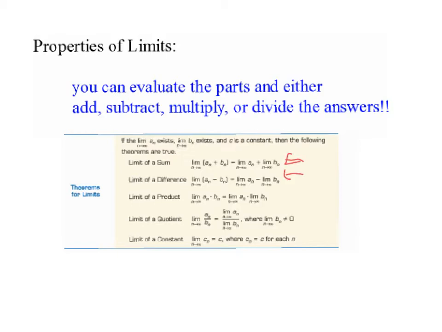Same thing with subtraction. Multiplication is the same thing. If you have the multiplication of 2 separate things, you could split them up into 2 separate limits and then evaluate. Same thing with division. So don't worry too much about that. It's just a general rule. We can split up limits.